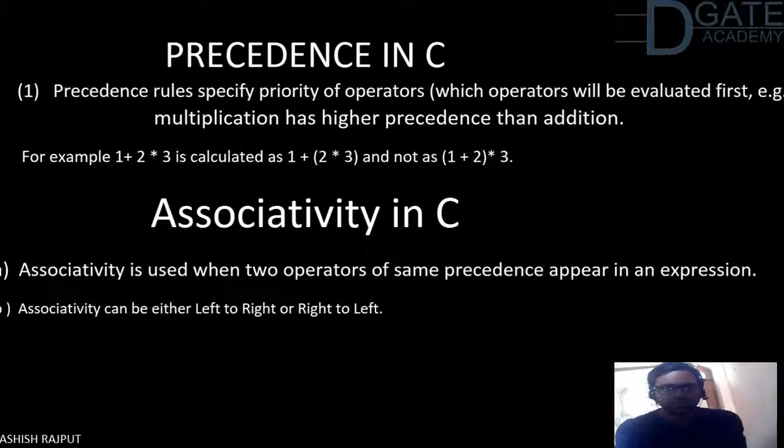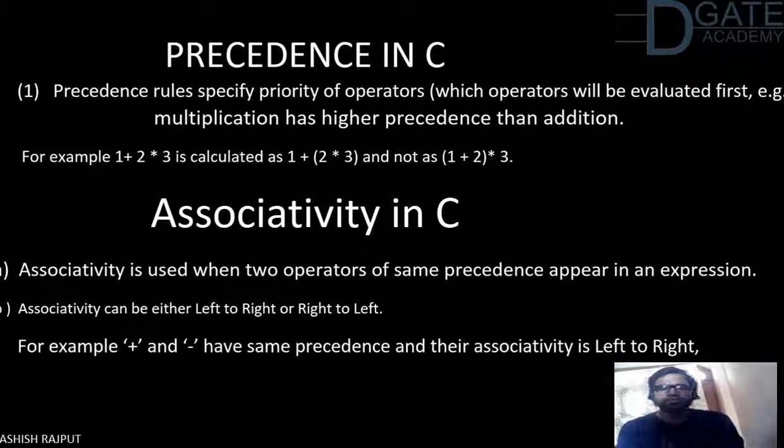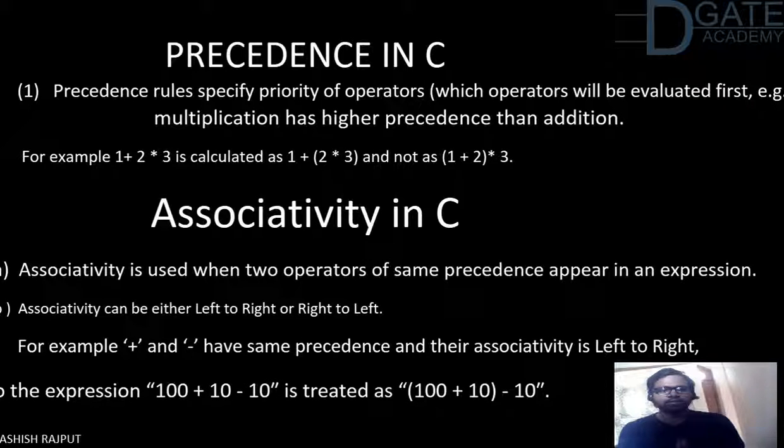I will also give an example. See, this is a simple example. We know that plus and minus have the same precedence, so we will use left to right. Suppose this is the expression: 100 plus 10 minus 10. Because associativity is left to right, firstly we go to 100 plus 10, and this will be executed first. After the compiler executes it, the result will have 10 subtracted from it, so it is executed as (100 plus 10) minus 10.